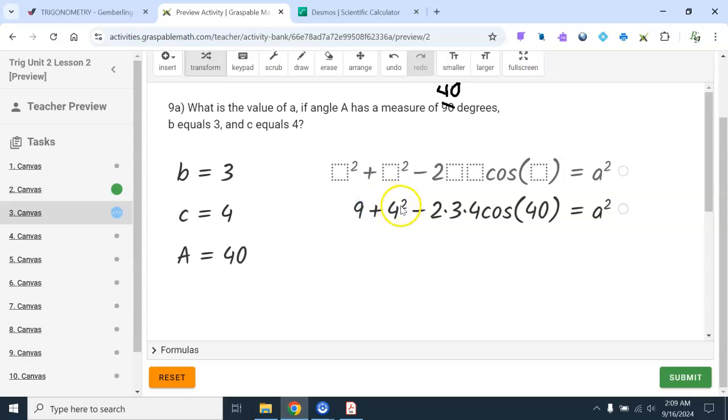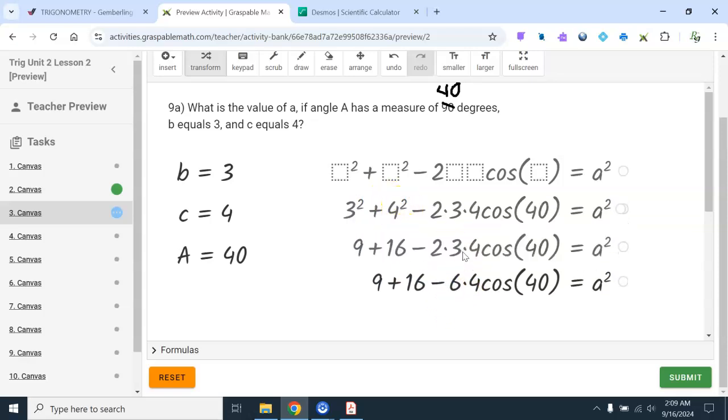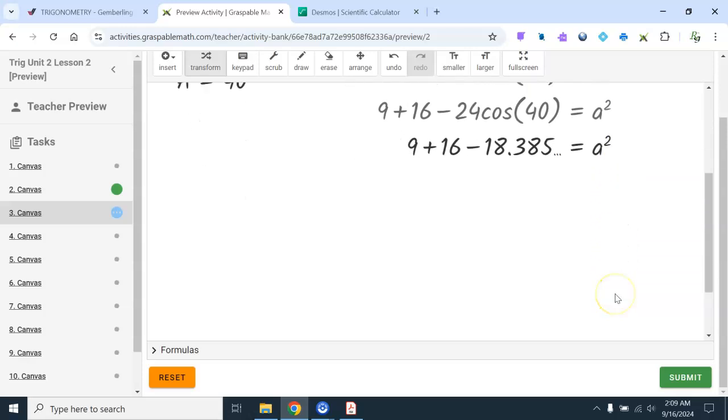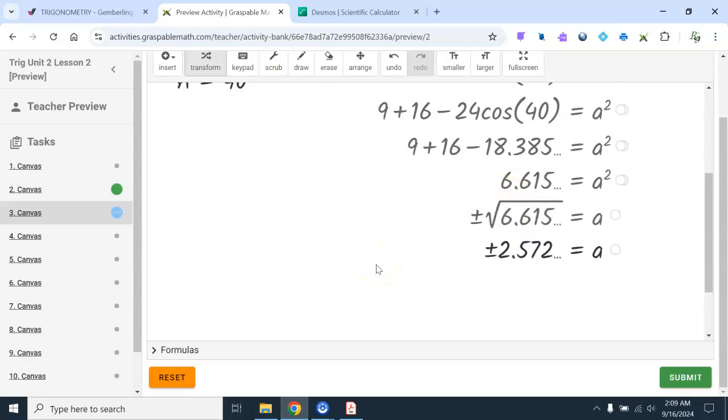Alright, so 3 squared is 9, plus 4 squared is 16. If we go through the multiplication here, this time, instead of getting an answer of 0, we're actually subtracting 18.385 from 25. So we end up with 6.615. And once you take the square root of that, we're looking at an approximate answer of 2.572. And then the third problem for number 9.